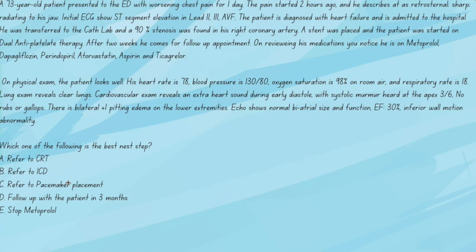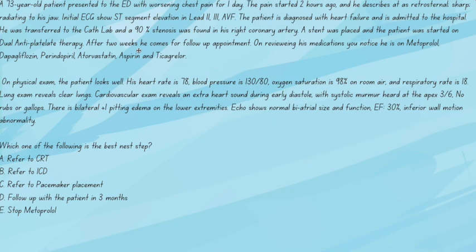So we have a 73-year-old patient presenting to the emergency department with worsening chest pain for 1 day. The pain started 2 hours ago, and he described it as retrosternal. Whoa, that sounds like an acute MI. Sharp, radiating to his jaw. Initial ECG showed ST segment elevation in leads 2, 3, and aVF. We have an MI. The patient is diagnosed with heart failure and is admitted to the hospital. He was transferred to the cath lab, and 90% stenosis was found in his right coronary artery. A stent was placed, and the patient was started on dual antiplatelet therapy.